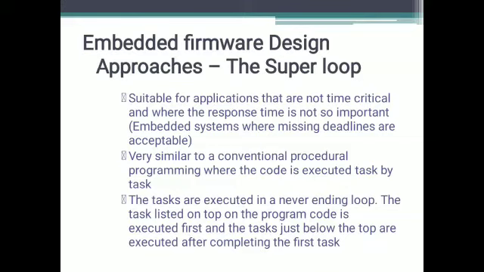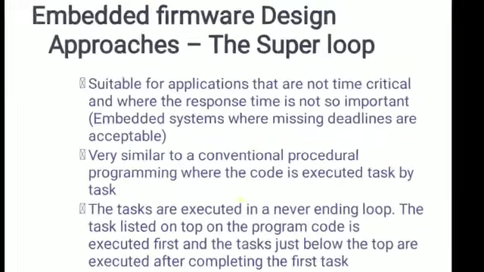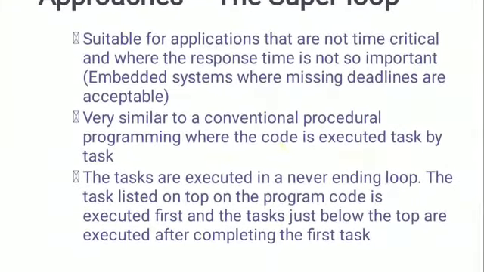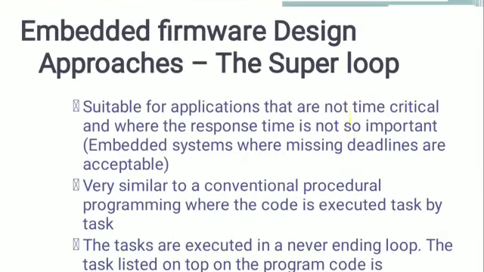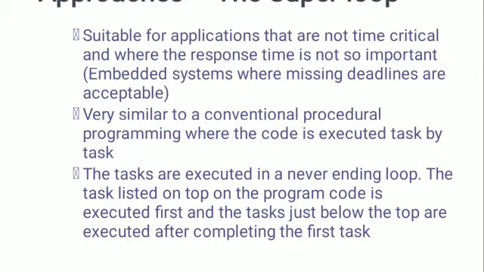Now the embedded firmware design approaches. The super loop approach is suitable for applications that are not time critical and where the response time is not so important. Embedded systems where missing deadlines is acceptable. Like if you think about automotive electronics applications, if we are in need of an automatic windowing system, there you can use this kind of super loop approach, which is not so time critical. But if you're planning for ABS, then please don't go for this, because ABS is very time critical.